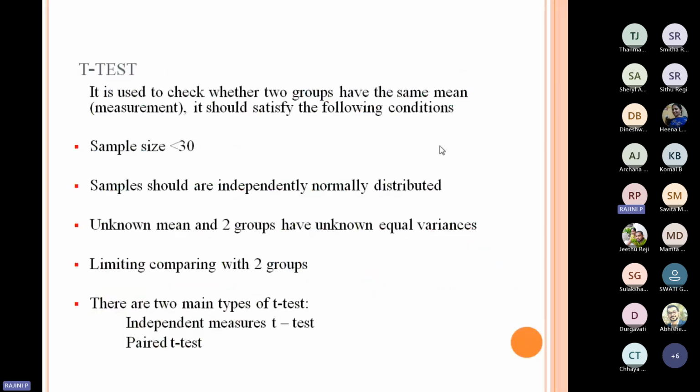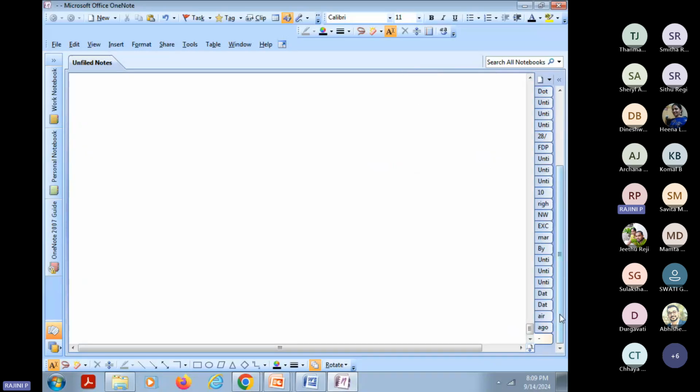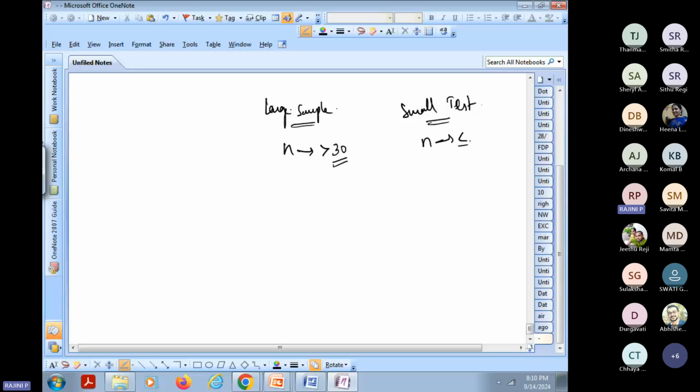And next, in testing of hypothesis, we are having so many tests. For example, we are having large sample tests and small sample tests. So what is the meaning of large sample and small sample? In general, we say that if the sample size is more than 30, we apply the large sample test. If the sample size is less than or equal to 30, we apply the small sample test.